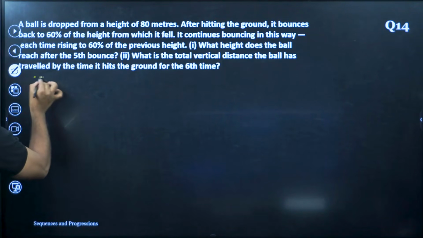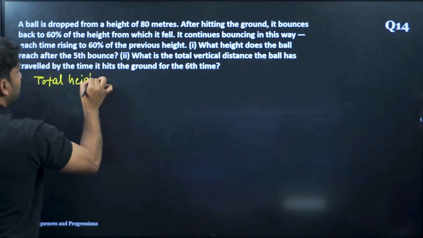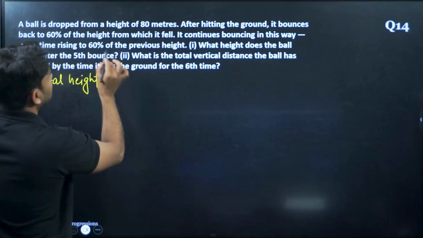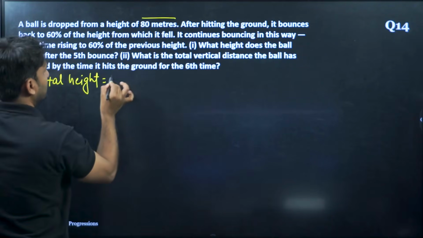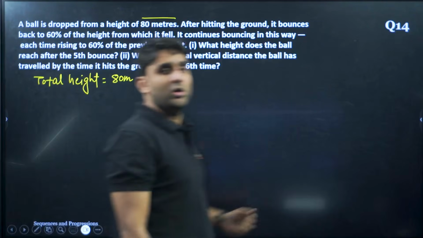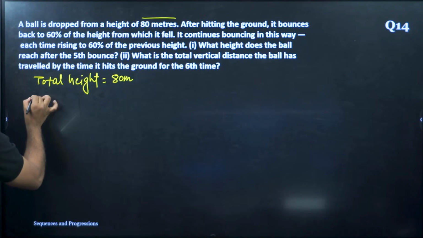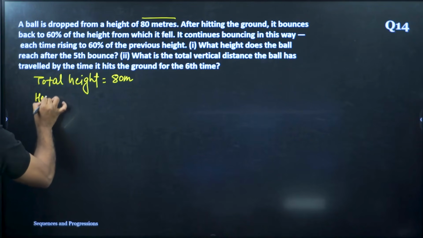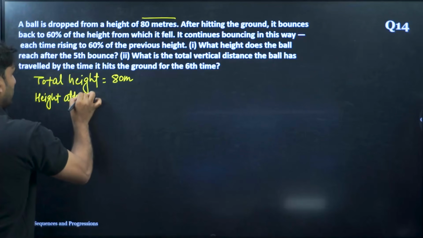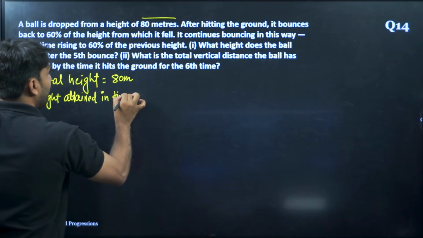What is the total height from which the ball has fallen? So the total height is 80 meter. 80 meter. Okay. So let's talk about the first point. First, height attained in first bounce.